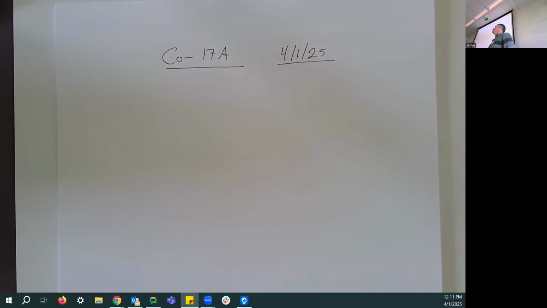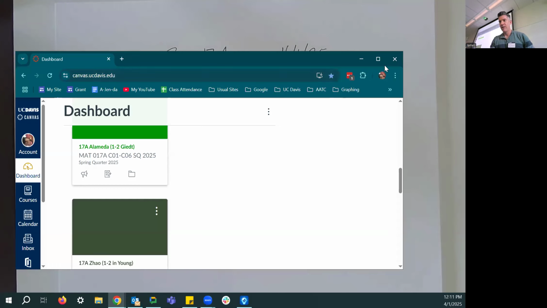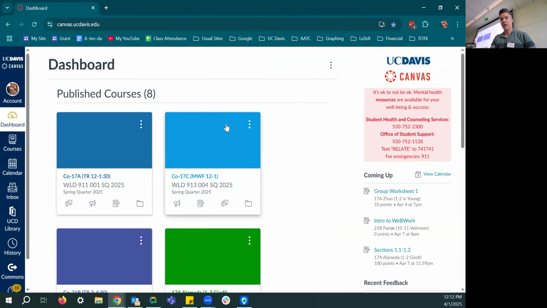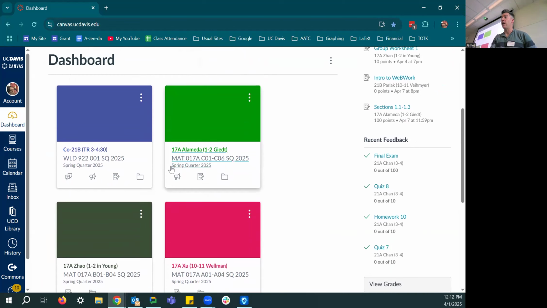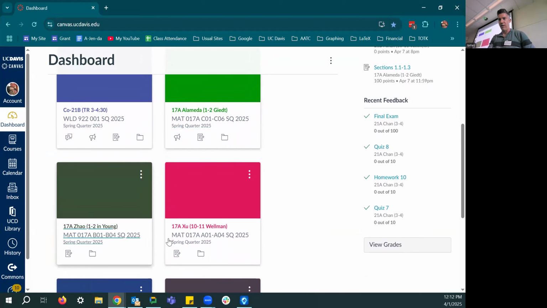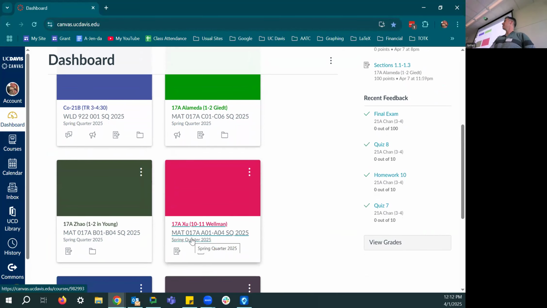Actually, before we get started, by a show of hands, who is in Zhao's class? Okay, a few of you. And I think the other instructor is Xu. I hope I'm saying that correctly. Let's take a look at the dashboard. So for 17A, there's me. Who's in Alameda's class? Couple, three, four people. And then we already said Zhao. And then Xu. Who's in Xu's class? Okay, so it seems like an even-ish split between the three classes.